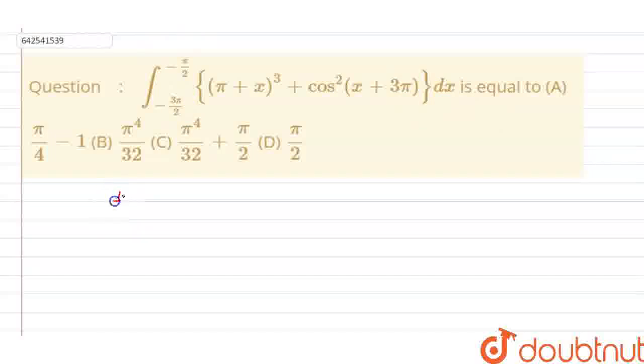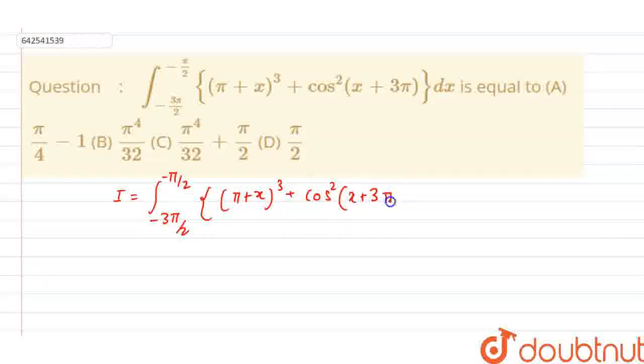So guys, our I is equal to the integration from minus 3 pi by 2 up to minus pi by 2 of (pi plus x) whole cube plus cos square (x plus 3 pi) dx. First of all, we are going to use the substitution method. We put x plus pi equal to t, so now dx is equal to dt.